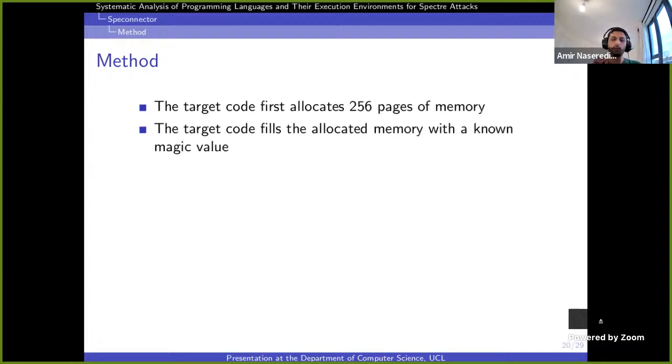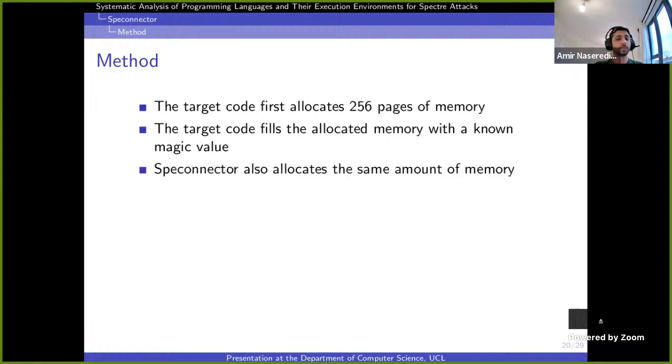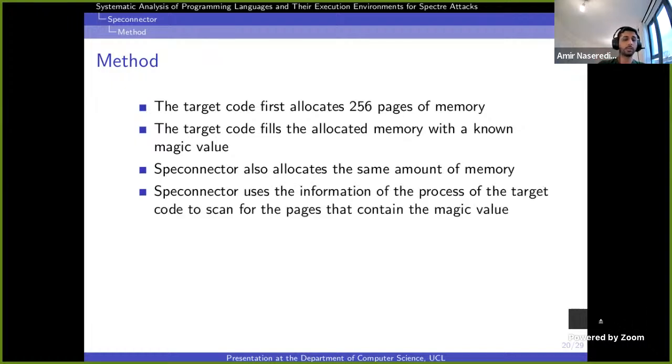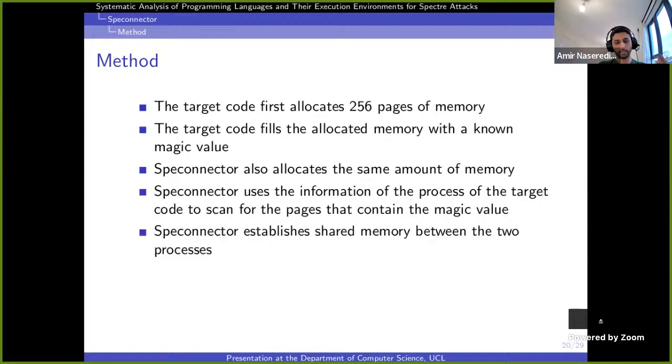The target code then fills the allocated memory with a non-magic value that we've got, and fills the 256 pages. Now Speconnector also allocates the same amount of memory, and it actually uses the process information so that we can get the page frame numbers and then set the page frame numbers in our program, so that we can have a shared memory between the attacker and the victim.